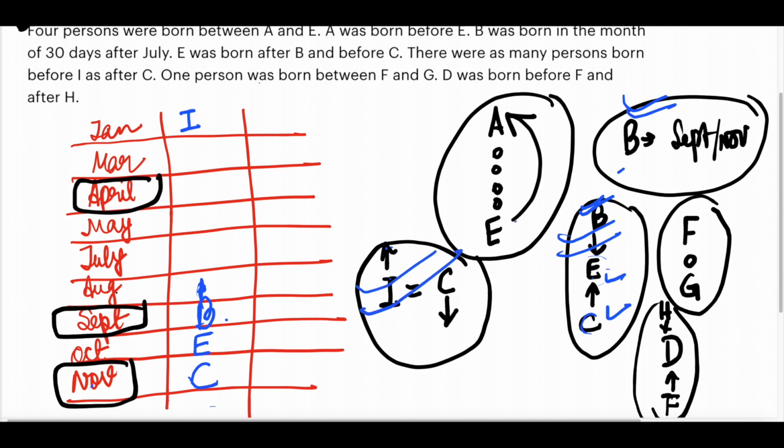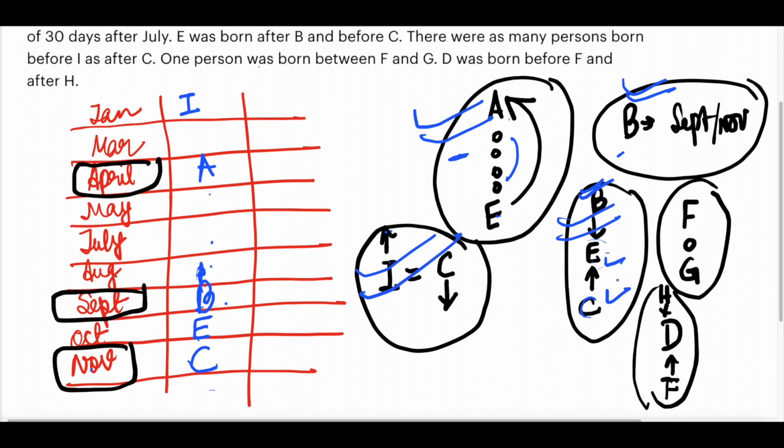Next condition that we should try to place is this one. Between E and A there are 4. Okay, 4 people. So E is here in October. So 1, 2, 3, 4. So A will be here. So this is also done. Okay. Now which condition to take? Let's take these 2 conditions together.